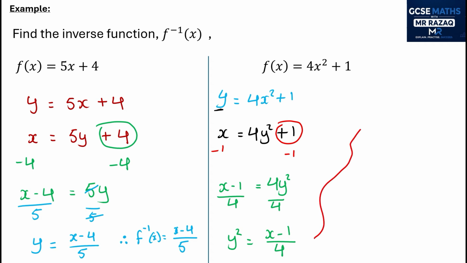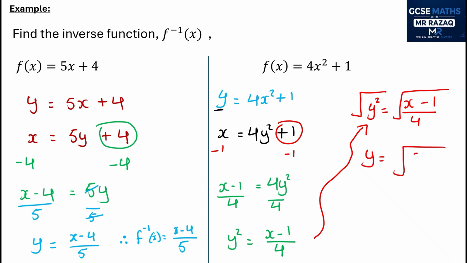Now, if I have y squared is equal to x minus 1 over 4, square root this, and y is equal to the square root of x minus 1 over 4. Here you go, you've worked it out. So f inverse is equal to the square root of x minus 1 over 4.